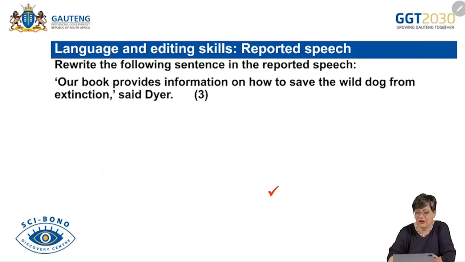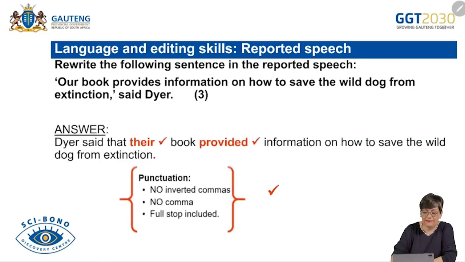So here's your question. Rewrite the following sentence in reported speech. Our book provides information on how to save the wild dog from extinction, says Dyer. Right. Now, let's do this. We always start with a person's name. It's just easier. Dyer said that, and now I have to change. Our book becomes their book.